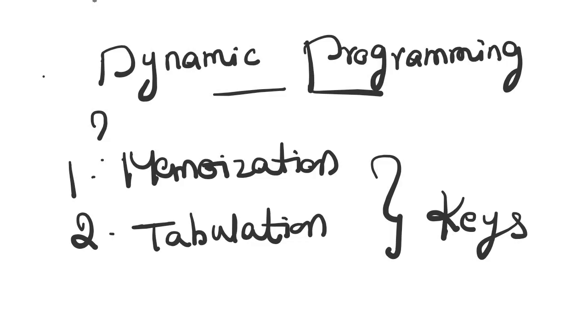And the second one is tabulation. In tabulation, it starts with the smallest subproblems, uses iteration, fills a table step by step, and builds the final answer from previously computed values. Let us see one example of why dynamic programming is very important.